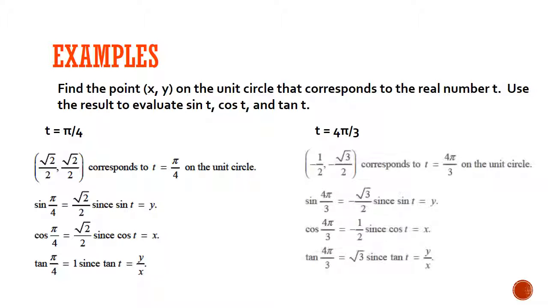And for 4 pi/3, it's the same idea. 4 pi/3, though, is going to correspond to a 60 degree reference angle. It's also going to be in the third quadrant. So you'll notice the sine, cosine, and tangent are going to be the same as for a 60 degree angle, but sine and cosine will be negative.